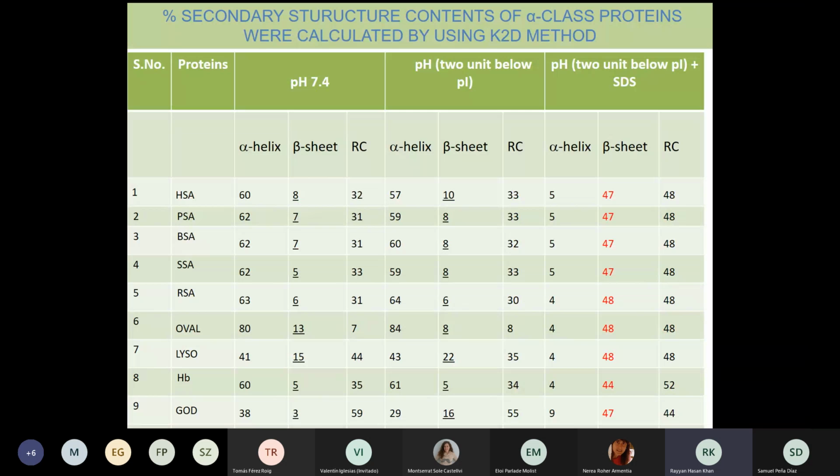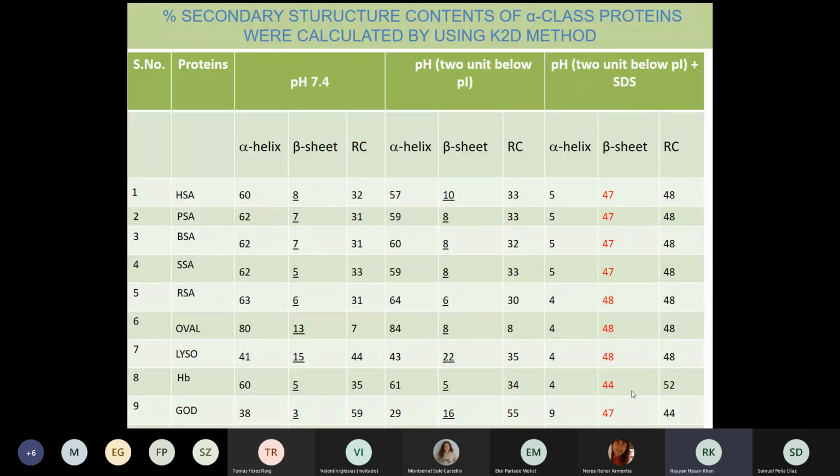Here it is shown in tabular form. Here you can see all the proteins once they are taken at pH 7.5. You can see the amount of beta structure. At 2 units below pI, there was no significant change in the beta structure. But once we take 2 units below pI along with the SDS, you can see an increase from 8 to 47%. Likewise, in all the cases, we get an increase in the beta sheet content.